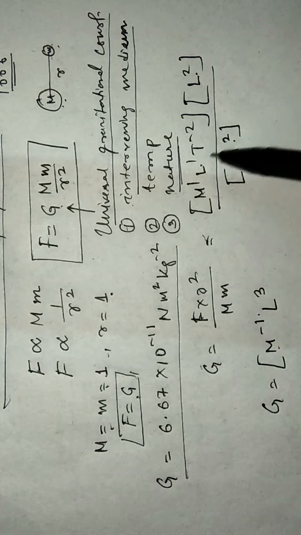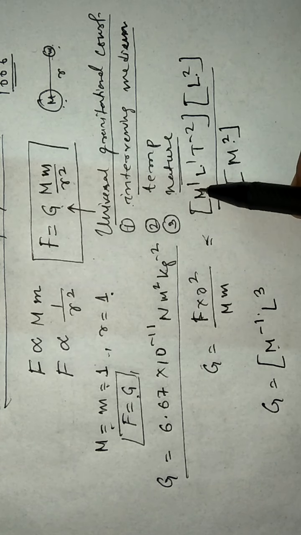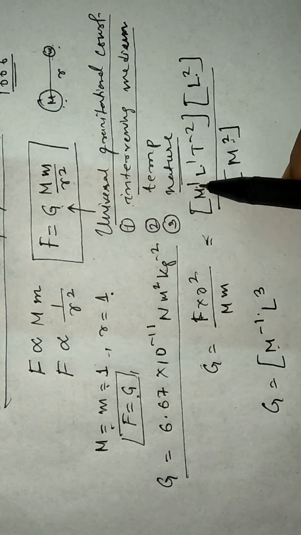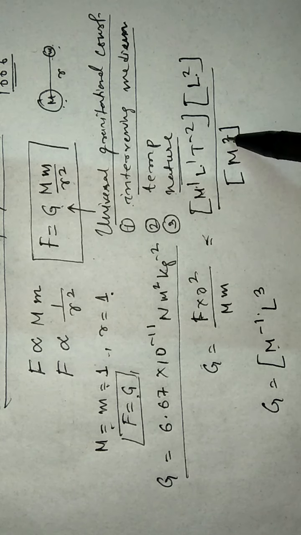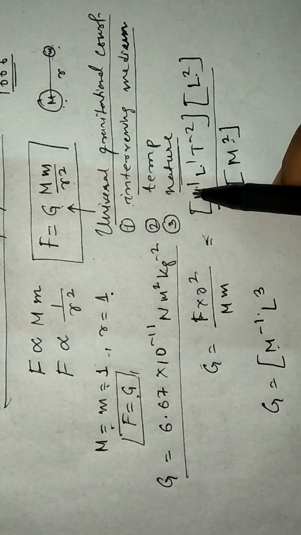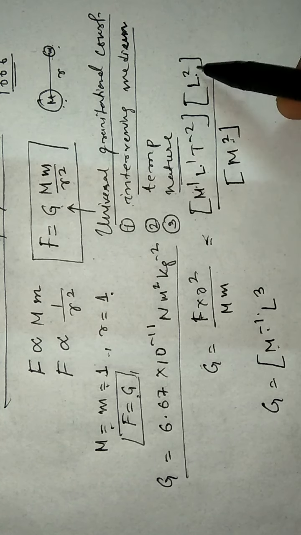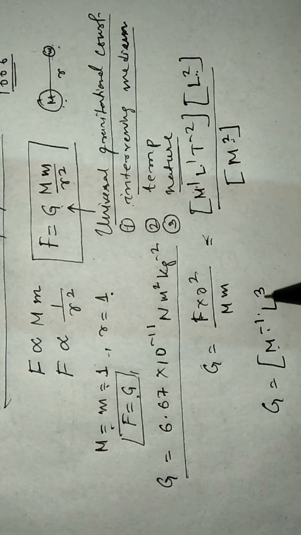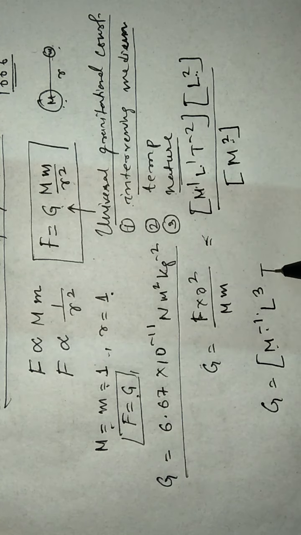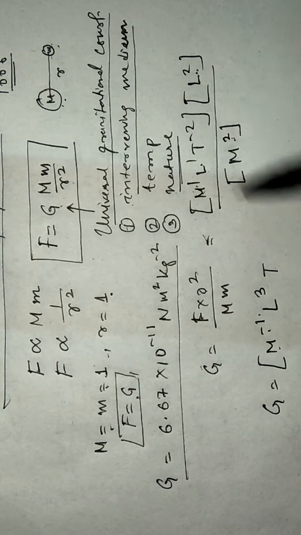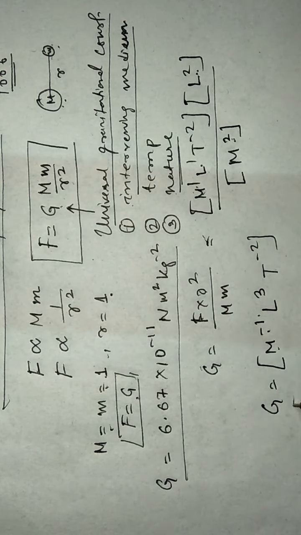M to the power of minus 1. Again, let me tell you, this is M1 and this is M2, so there will be only 1 left. This 2 will go up, so this will be minus 2. Minus 2 plus 1 is minus 1. Again, L is 1 and this L2 here, so L3. And what will be the value of T? T will be equal to your minus 2, so T to the power of minus 2. So this is the dimension of the gravitational constant.